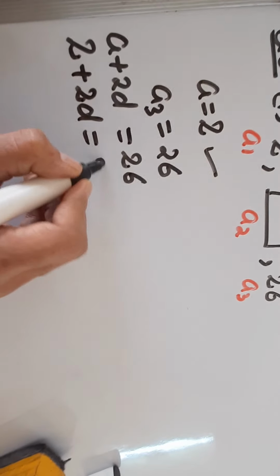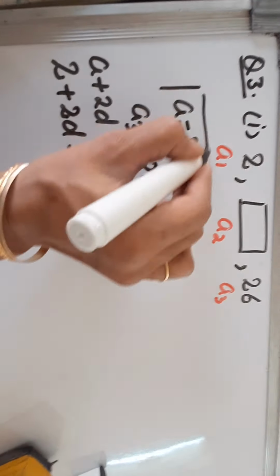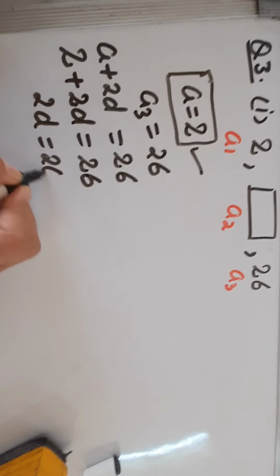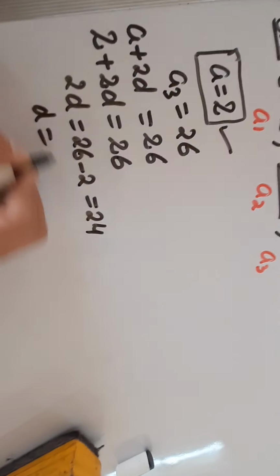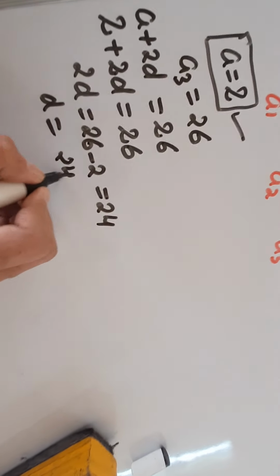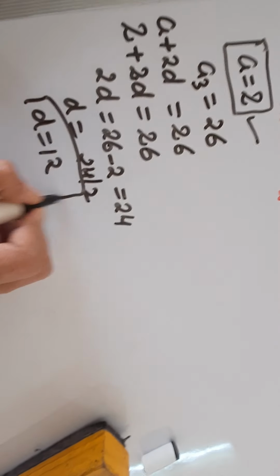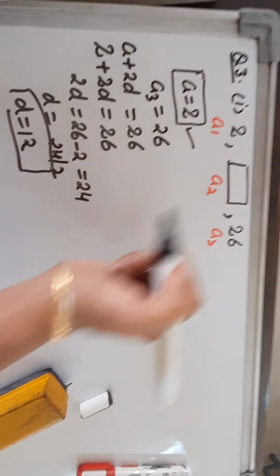So in this way, by using the given terms, we will be able to find out A and D. So 2D is equal to 26 minus 2, that is 24, and D is equal to 24 divided by 2, that is D is 12. So once you get A and D, you will be able to find out the missing term.